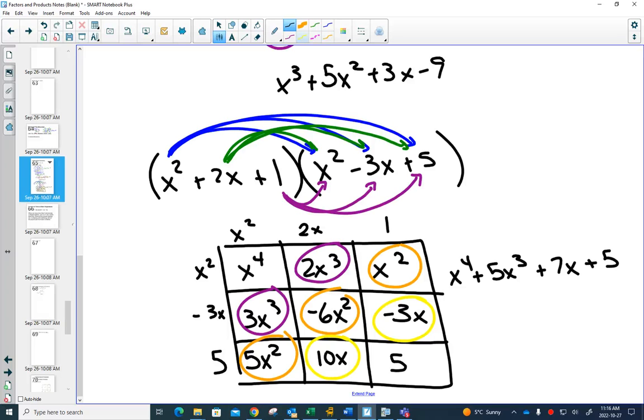Wait, why would the x squared go? Look at the orange ones. Add them up. 5 plus 1 makes 6. Minus 6 would be? Oh. Isn't that a negative 3x cubed? So it would be negative 1. Oh, I missed the negative again. So that makes my purple one negative x cubed.